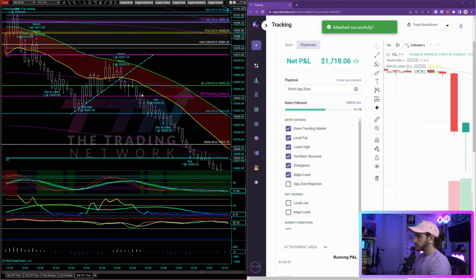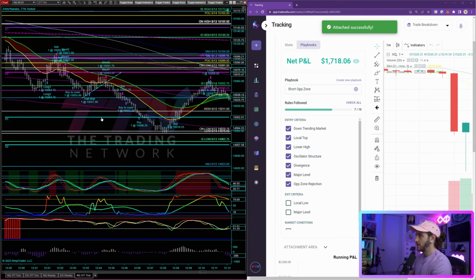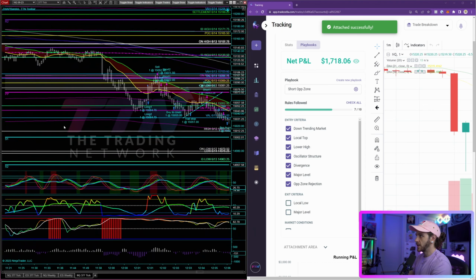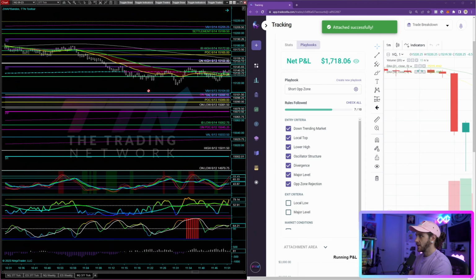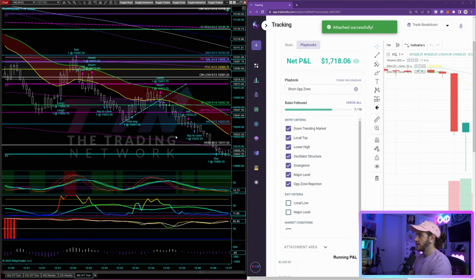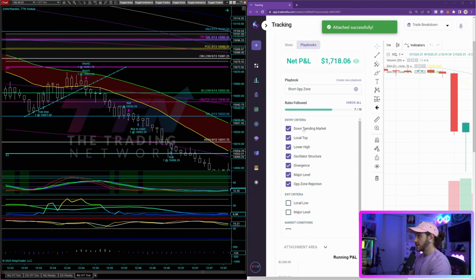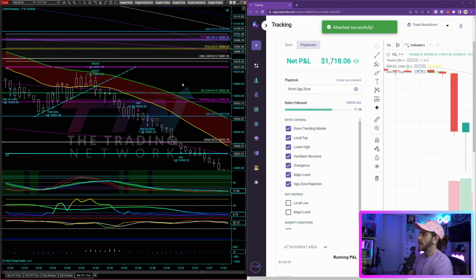Now, last but not least, for our final checkbox, we have the opportunity zone rejection. This is the opportunity zone itself. If I scroll out here, you guys can see just how well the opportunity zone truly works in a trending market environment. And it really can be that simple. Wait for the market to give you the appropriate environment for your playbook play, which is a downtrending market, and then capitalize on it. So this was indeed an A+ setup.